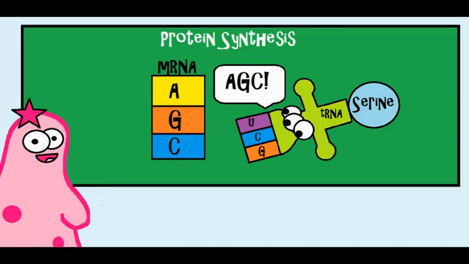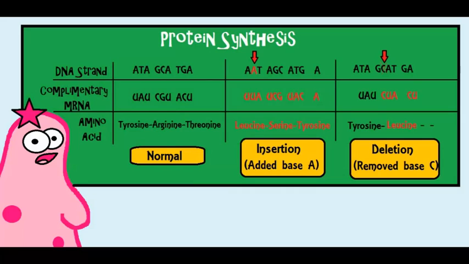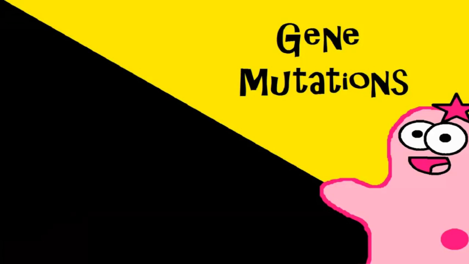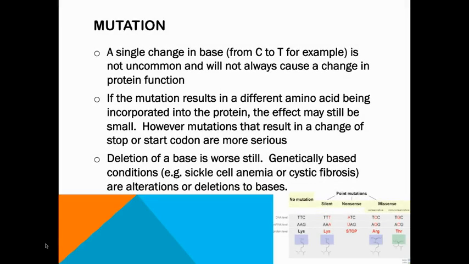are read in threes. Well, if you add a base or remove a base, suddenly the number of bases total has changed, right? So if you read in threes, depending on where it happened, everything that's read afterwards has the potential to get really messed up. We call this a frame shift. Now, these were all types of gene mutations. In the video, you saw examples of gene mutation.